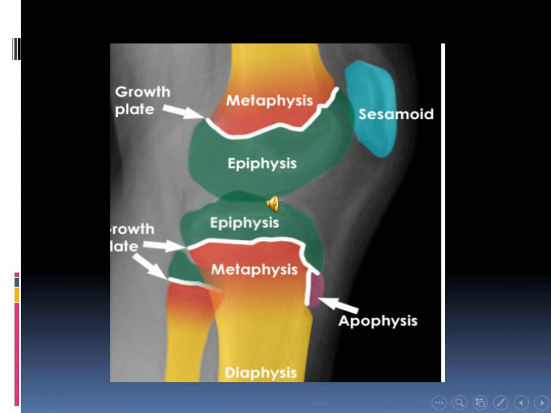In this example we can see the lateral X-ray of the knee joint, the normal anatomy. In green color we can see the epiphysis, which is near the articular surface of the knee joint. In red color we can see the metaphysis, and in yellow color we can see the diaphysis, while the white line represents the growth plate, which is fused in this type of X-ray.